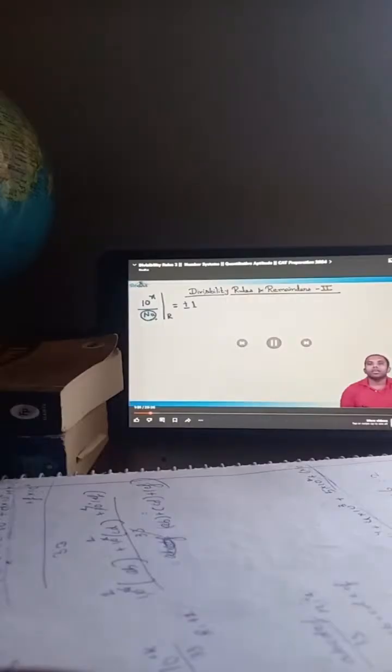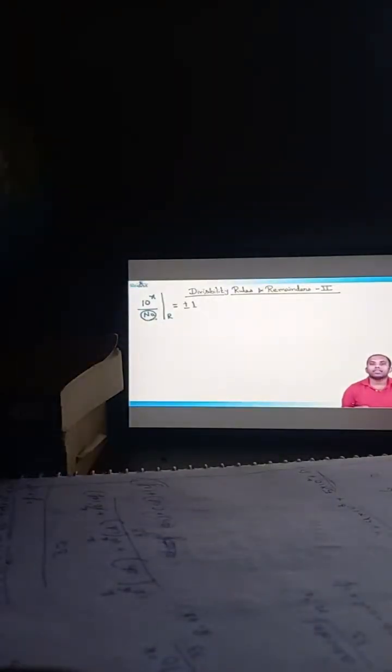For 3, 9 and 11, it was very easy because 3, 9 and 11 all, on dividing 10, give a remainder of plus or minus 1. So we don't have to put any extra effort here, right?